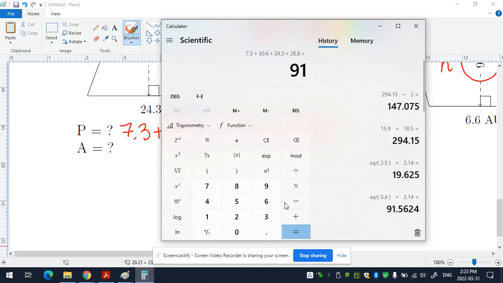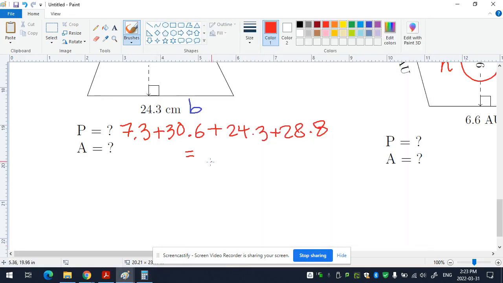Yes. Right? 90. Wow, perfect. All right, 91. 91 what? 91, yes, just centimeters. Because you're dragging a string, just a string, and you're going just around. Now the area is where you use your labeling. You never need to label for the perimeter. You just add things up. The area is the one that you need to label.